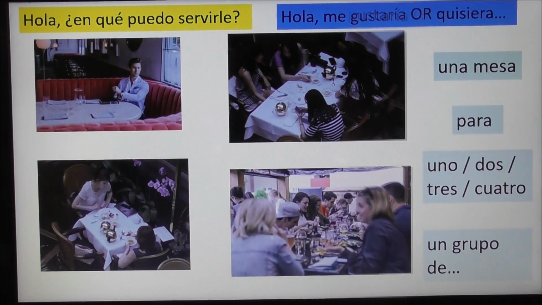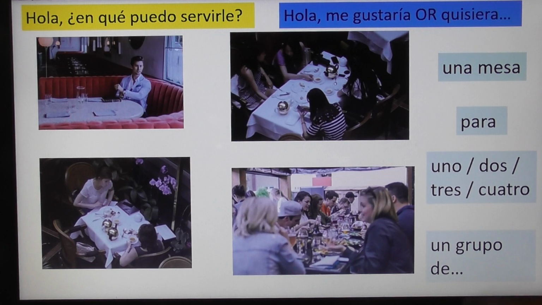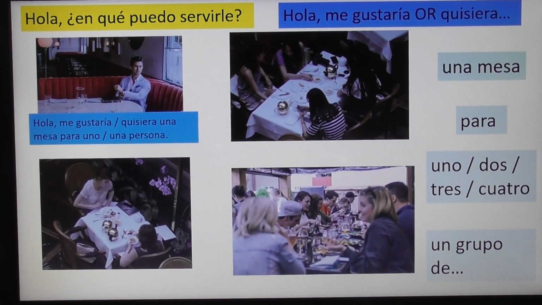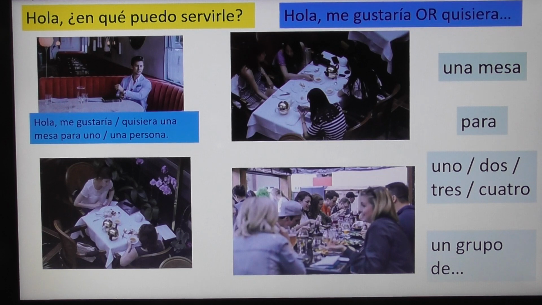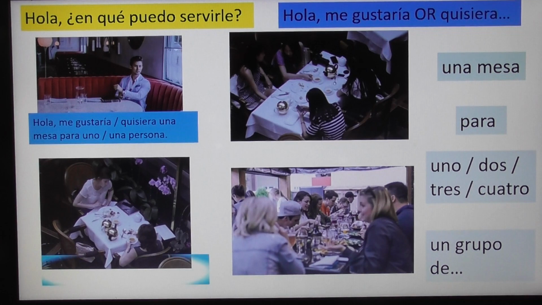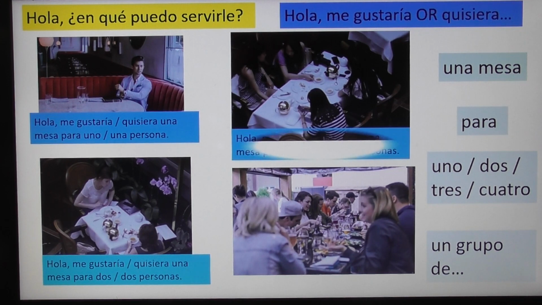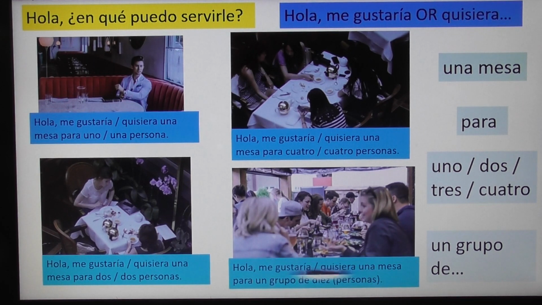Hasta luego. Y las respuestas en 1, 2 y 3. Okay. Hola, me gustaría o quisiera una mesa para 1. Or you could say para una persona, for 1 person. 2. Hola, me gustaría una mesa para 2 o 2 personas. Número 3. Hola, me gustaría una mesa para 4 o 4 personas. Y finalmente, hola, me gustaría una mesa para un grupo de 10 o 10 personas.